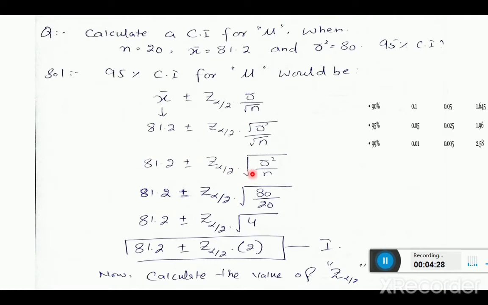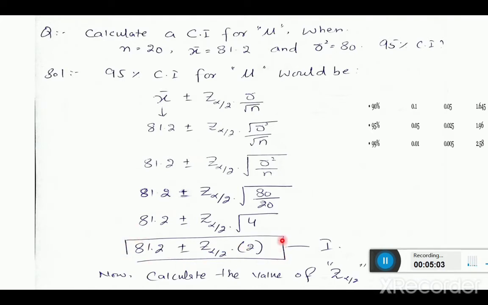Now look at here, the variance equals 80, and the sample size n is 20. I have put the values: 80 divided by 20, you will get 4, and take the square root of 4, you will get 2. Now the equation is 81.2 plus minus z alpha by 2 times 2. It is known as the confidence interval equation.